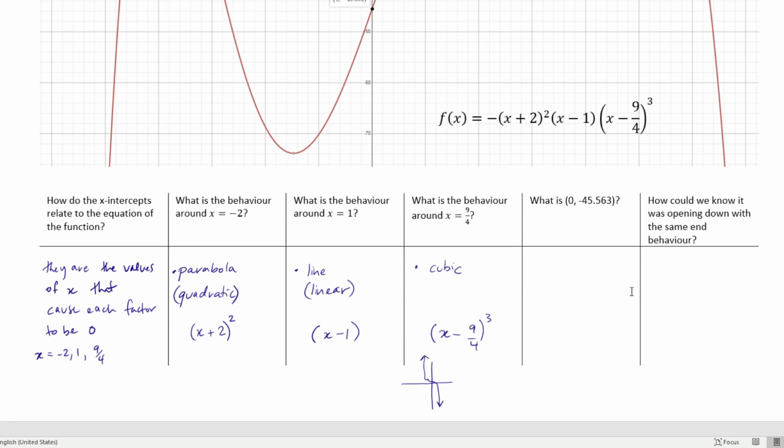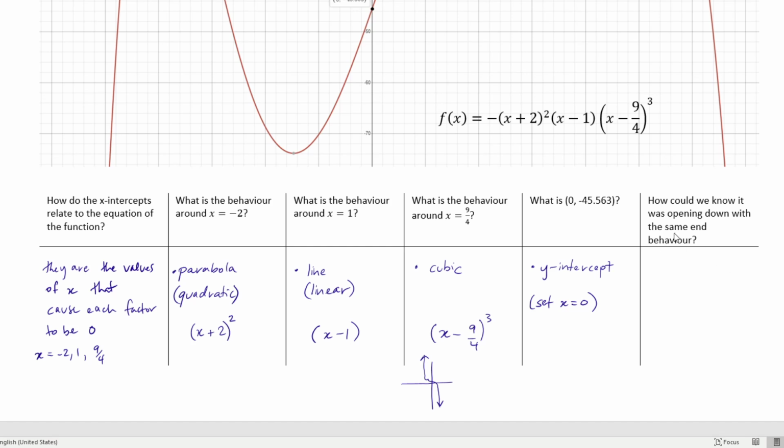Okay. And then what is 0, -45.563? Well, that's the y-intercept. And we can find the y-intercept simply by setting x equal to 0.